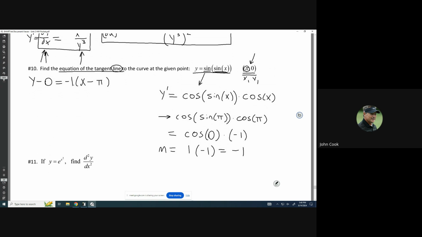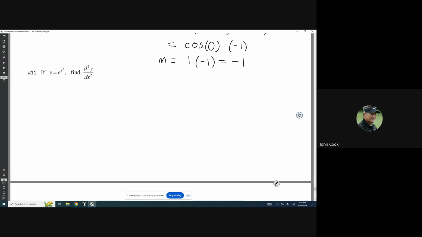And just like that, I've got the equation of the tangent line to the curve, y equals sine of sine of x at the point pi, 0. Okay, so there you go. I think that's a good place to stop. And then we'll just keep going from there.